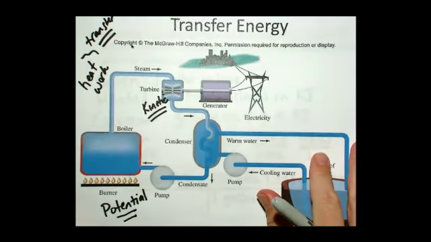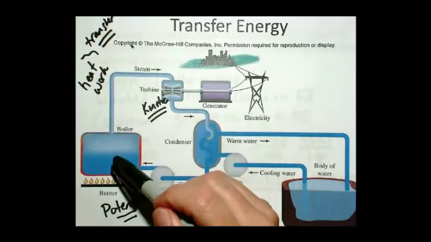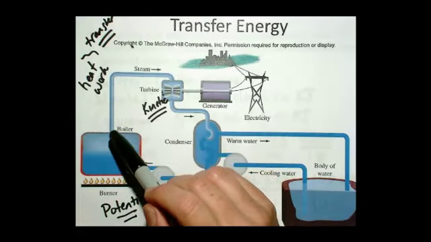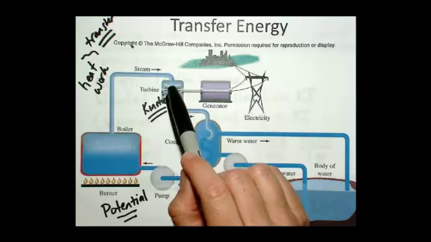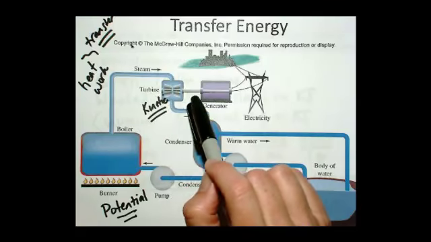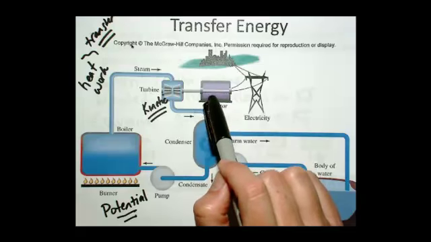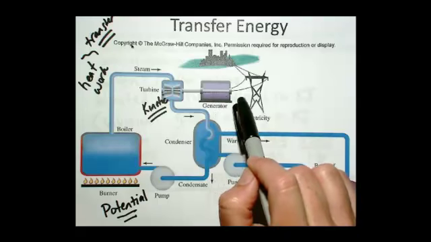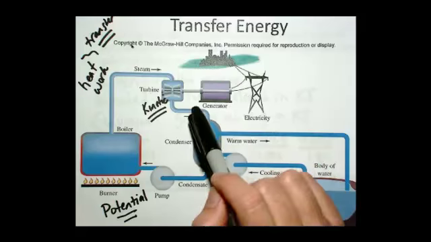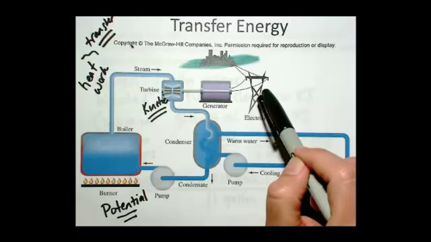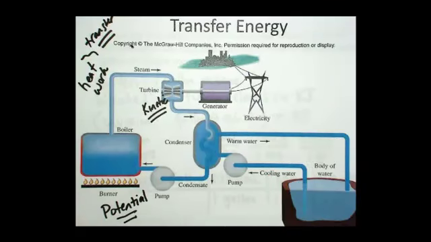That energy is then transferred from potential to kinetic as it does work by moving the turbine, and then the turbine cranks the generator, which sets up an electric potential, which then starts the electric current. So we're just transferring from one type, potential to kinetic, as we move through this process.